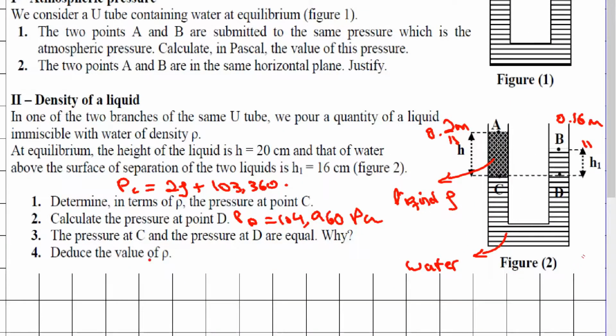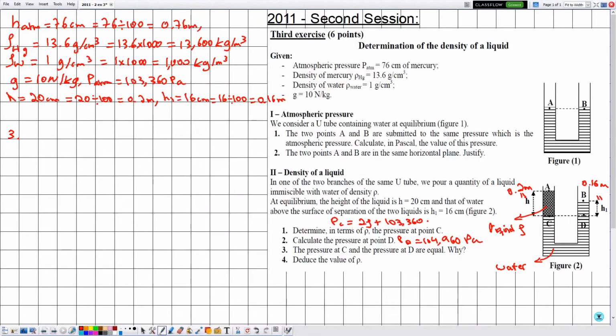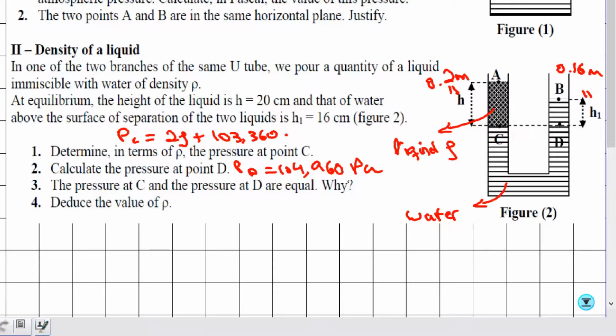And now in number 3, the pressure at C and the pressure at D are equal, so they are giving me the result, but they are asking me for the justification. So always such type of questions. So this is the point C and this is the point D. They are asking me why they have the same pressure. So always such type of questions are answered using the rule of 3.